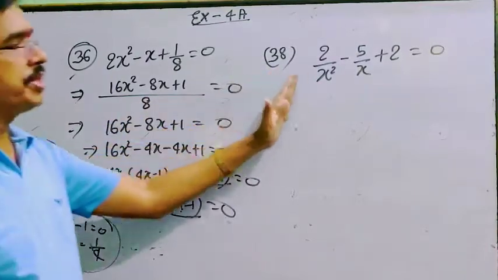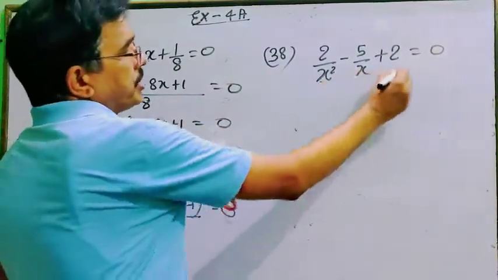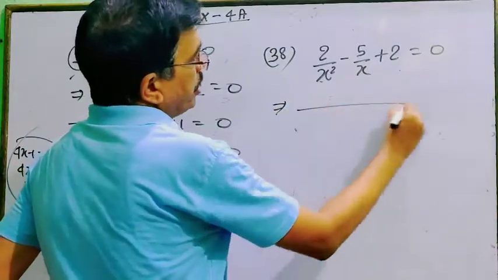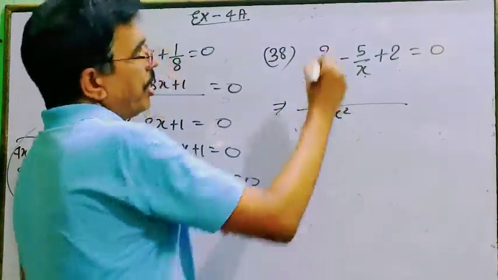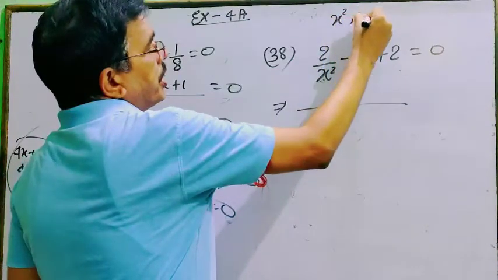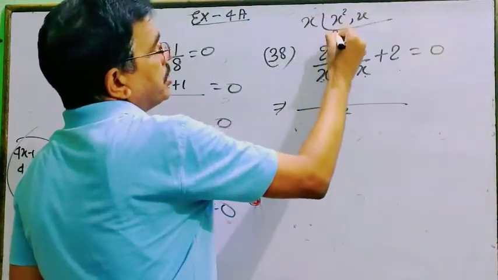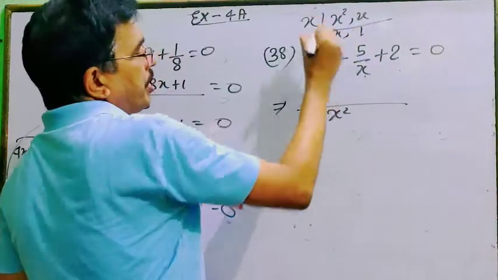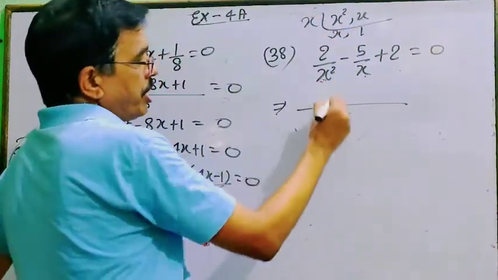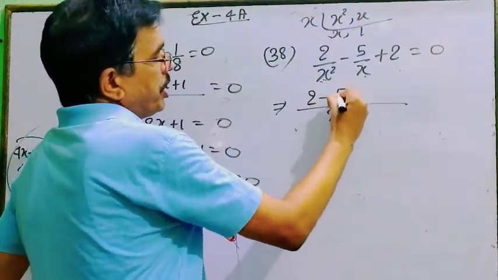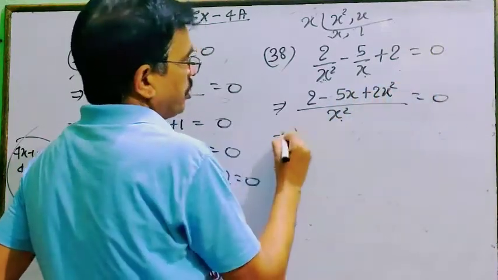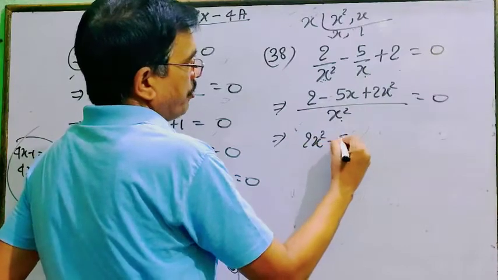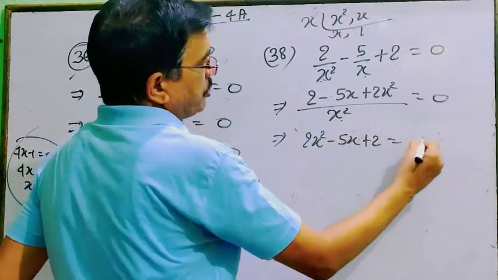Now, question number 38, that is also in the fraction form. So you write here, take LCM x square and x. So LCM is x square. How do you write? x square divided by x, then x and 1. Multiply, then you get x square. x square divided by x square, that is 2. It is 5x and it is 2x square is equal to 0. Then 2x square minus 5x plus 2 is equal to 0.